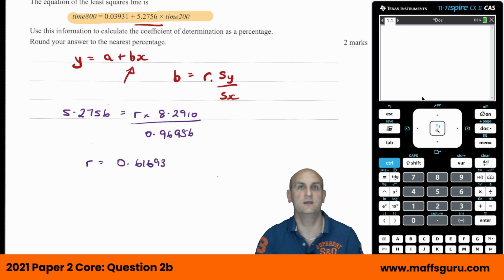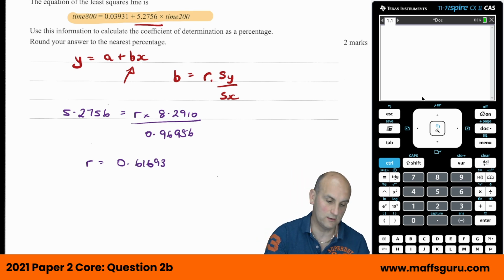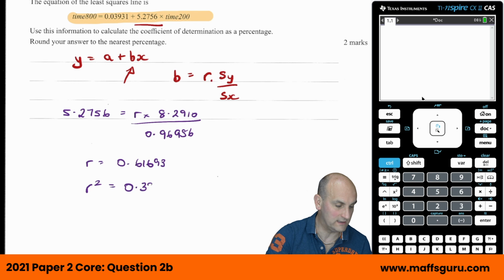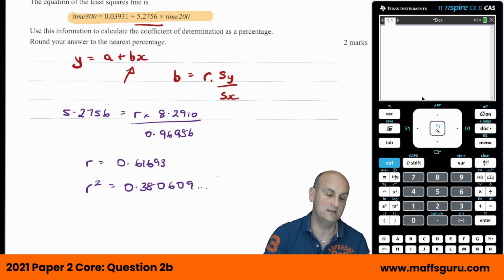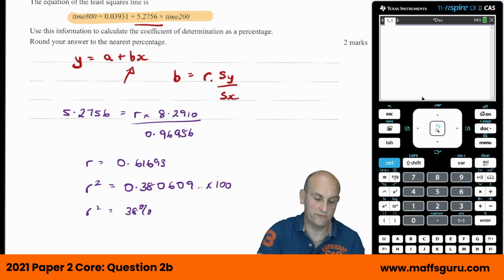When I did that in my calculator, I got a value of r as 0.61693. That was my correlation coefficient, but I wanted my coefficient of determination. So r squared became equal to 0.380609, and because it wanted it as a percentage, I multiplied that by 100 and rounded to the nearest whole number. So r squared in that value there was 38%.